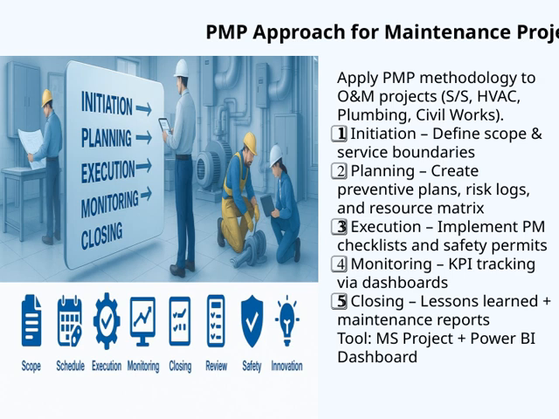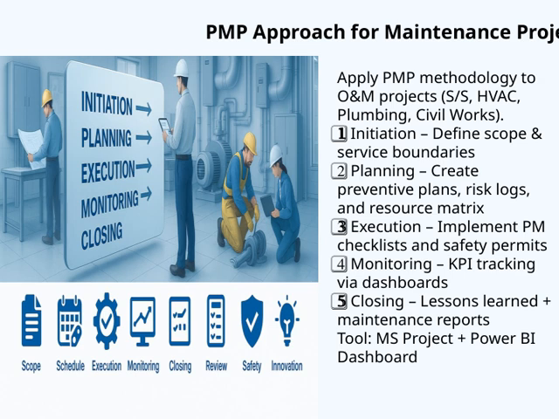Next is planning. In this stage, we develop preventive maintenance plans, create risk logs to anticipate potential issues, and build resource matrices to ensure we have the right personnel and materials in place. This structured planning helps us stay proactive rather than reactive. Then comes execution, where we put our plans into action. We implement project management checklists to keep tasks on track and safety permits to ensure a safe working environment for everyone involved. Following that is monitoring.